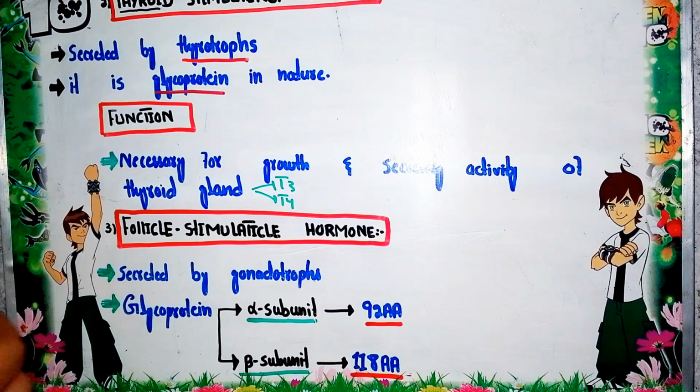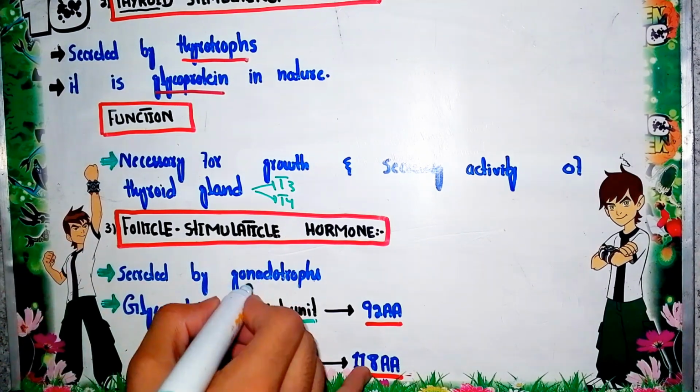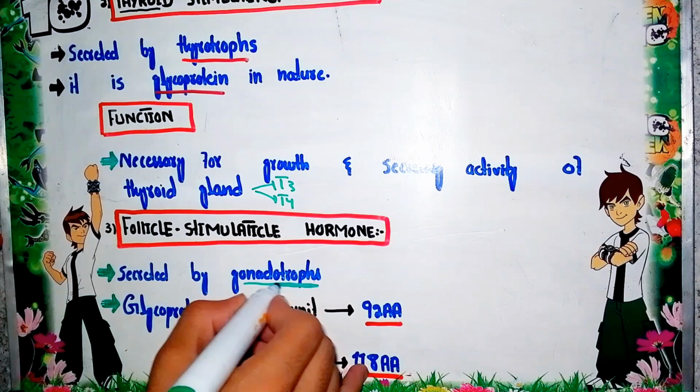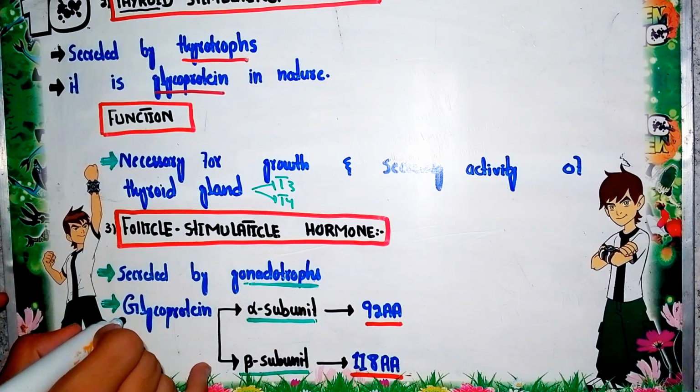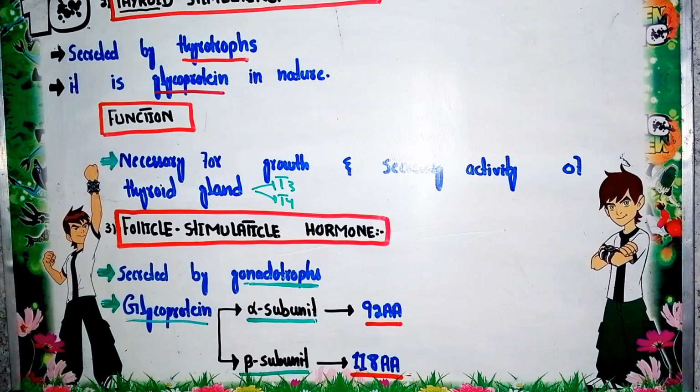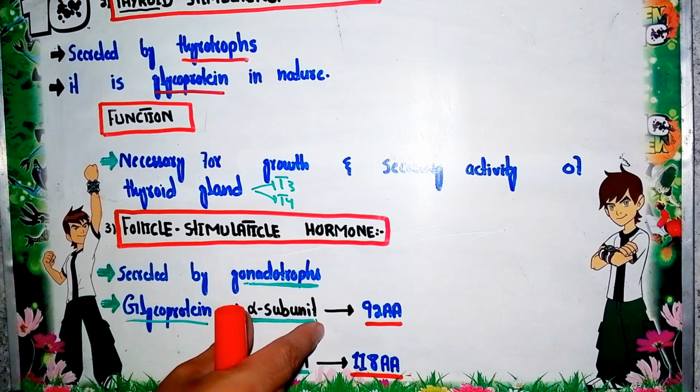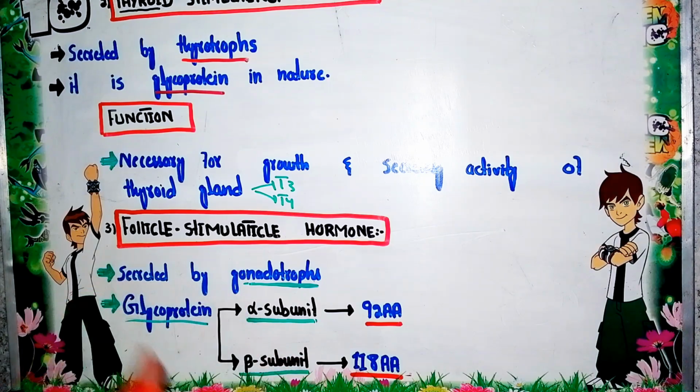The third trophic hormone is called follicle stimulating hormone. These hormones are secreted by the gonadotrophic cells, and chemically they are also glycoproteins, mainly composed of two subunits. The first is the alpha subunit and the second is the beta subunit. The alpha subunit is composed of 92 amino acids, while the beta subunit is composed of 118 amino acids.